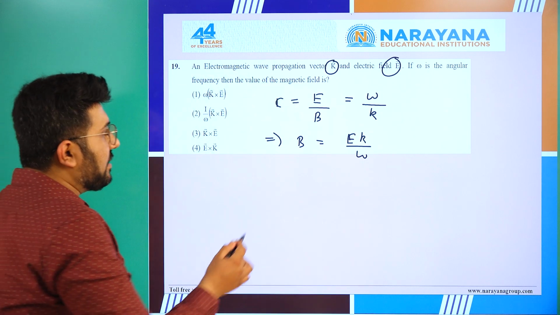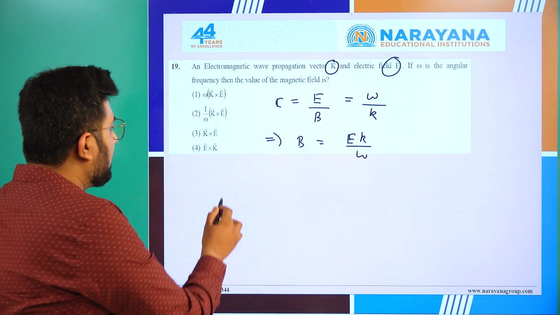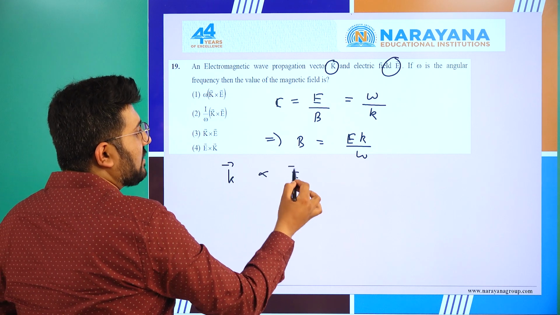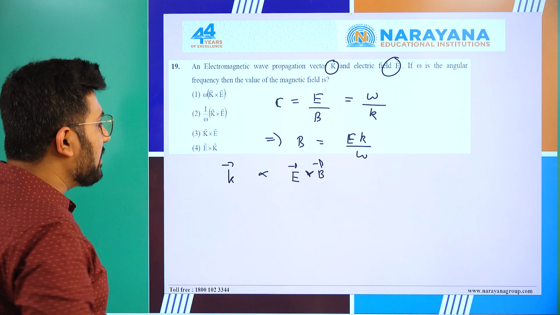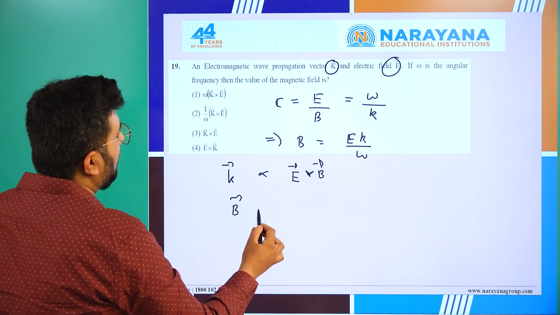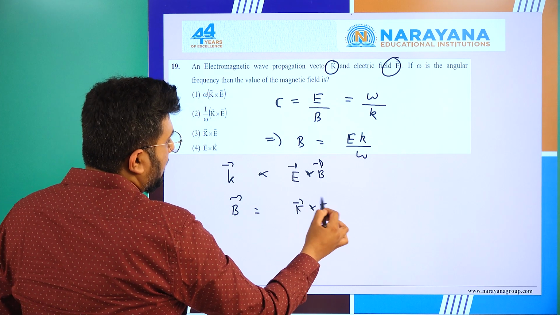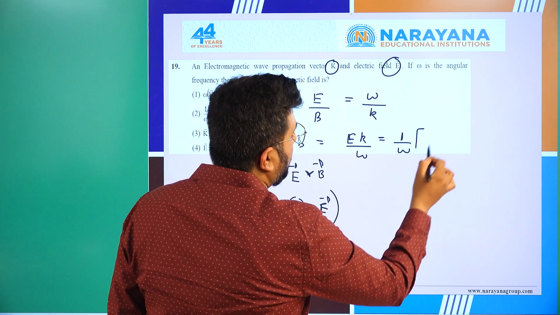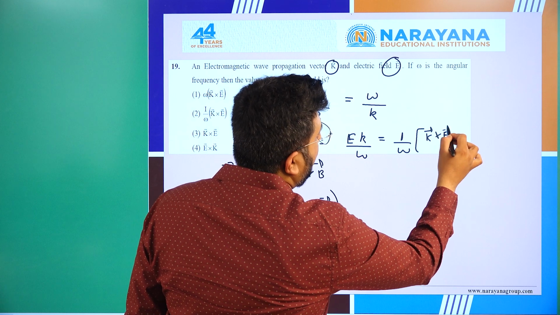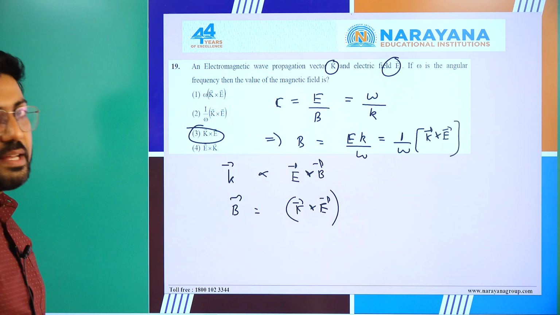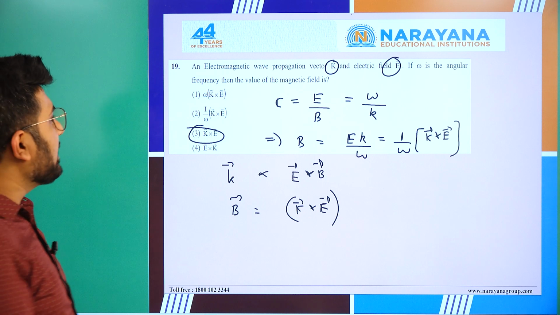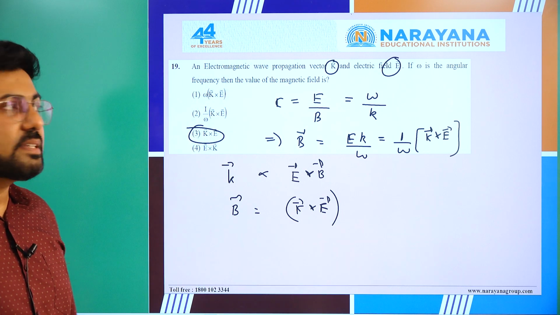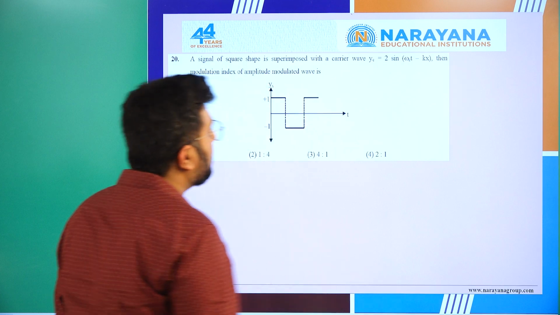So to find the direction, I know that the propagation vector should be along E cross B. In the same way, we can show that the magnetic field vector will be along K cross E. The magnetic field will be along K cross E. So I can just write this as 1 by omega into K cross E. So the direction will be along K cross E, and the magnitude of the magnetic field with the direction, if I want, then I will have 1 by omega K cross E, okay. Let's go to the next question.